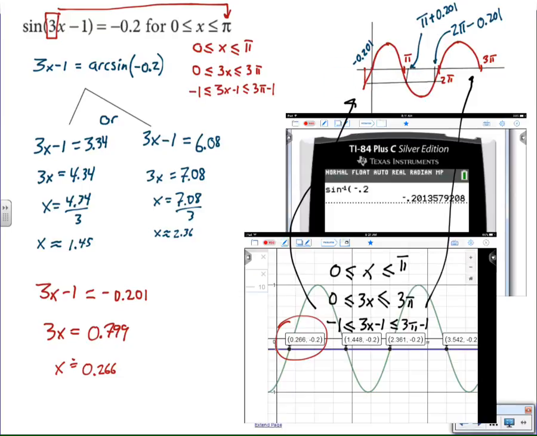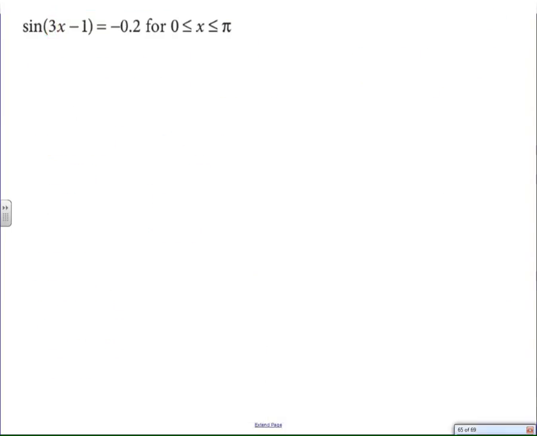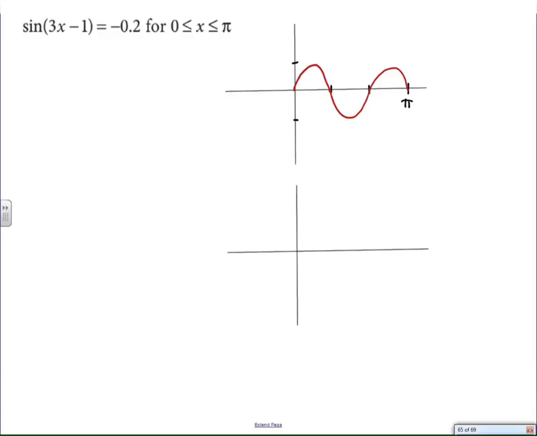Now again, frankly, I do not condone this method. I think there's a more direct approach that's a little safer too, but it requires really good graphing skills. In this case, I would suggest graphing y equals the sine of 3x minus 1. And then when you put in a horizontal line for negative 0.2, you will only have to look between 0 and pi. You only have to look between the given restriction set anyway. So here's what I would do.